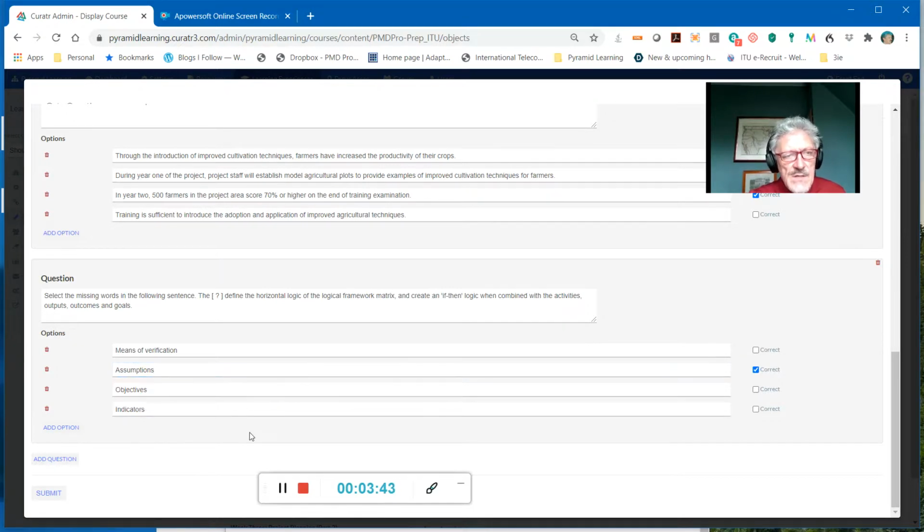Now, the correct answer is assumptions. Okay, great. But I want to just mention this. Objectives is not part of the Project D Pro logical framework model. If you see an answer which is not part of Project D Pro, it is wrong. Every question, every answer, well, every right answer is taken from the guide.